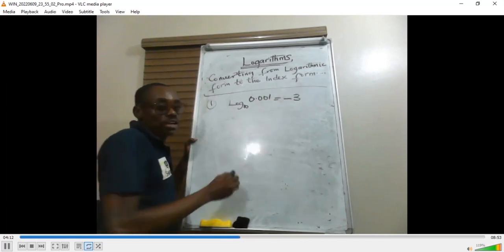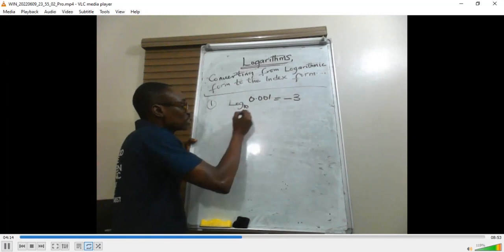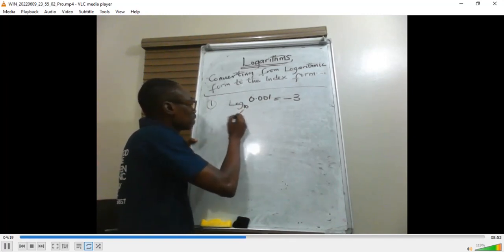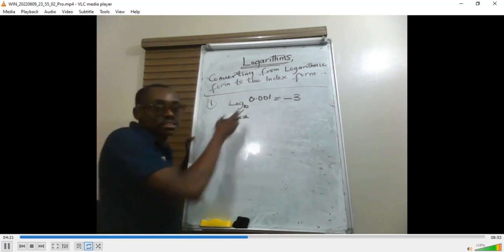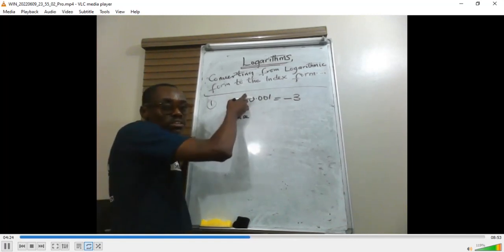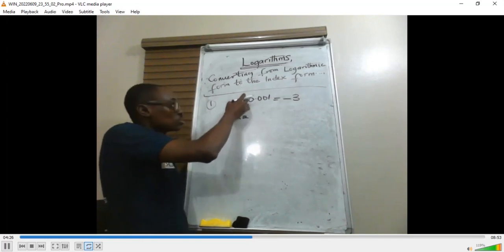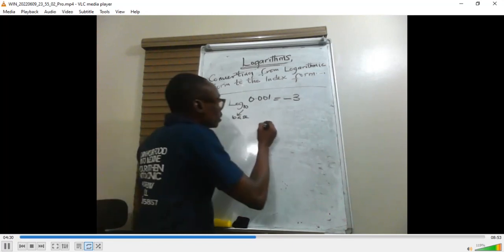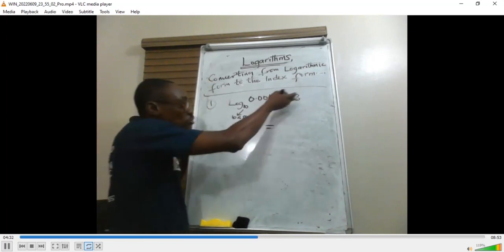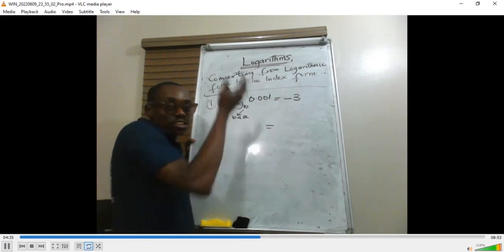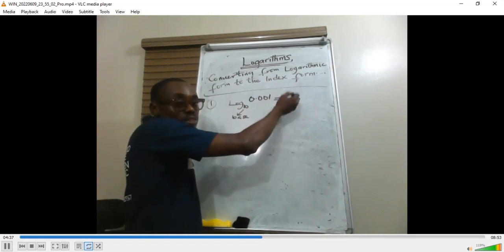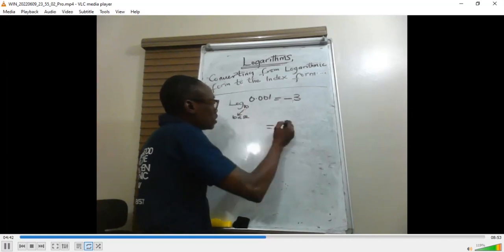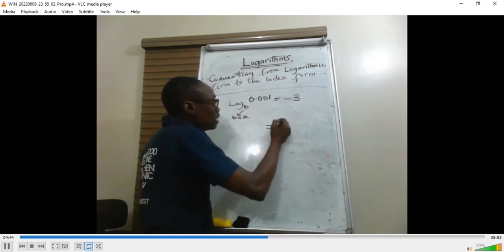So identify your base. Your base is 10. The base in the logarithmic form will also be the base in the index form. So your base will shift to where you have the number standing alone and raise it up. This shifts over here and becomes the base in the index form.